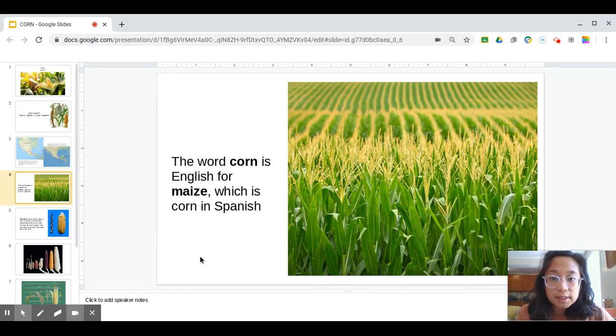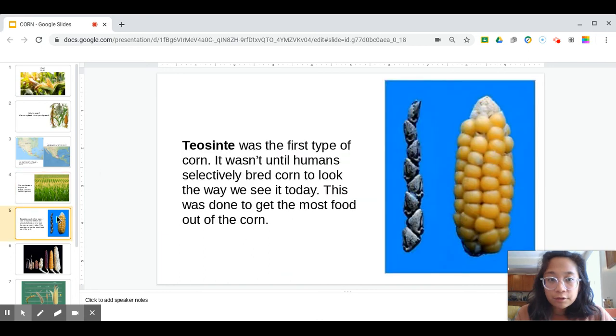The word corn is actually English for the word maize, which means corn in Spanish. And the first type of corn was teosinte. We learned about this a little bit with Leah when Leah came in to talk about plant genetics. And this is teosinte, this black one on the left. And as you can see, it was much smaller. It only has about a few kernels, one row of kernels. And the kernels were much harder. The plant was much smaller. You really had to process and grind up that kernel to even be able to eat it in some form.